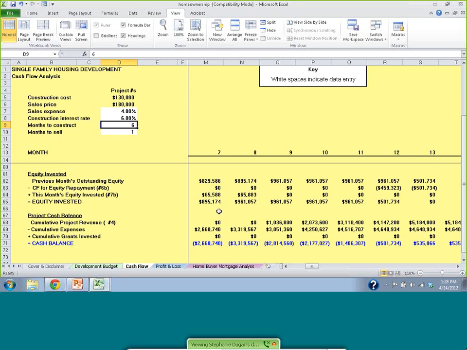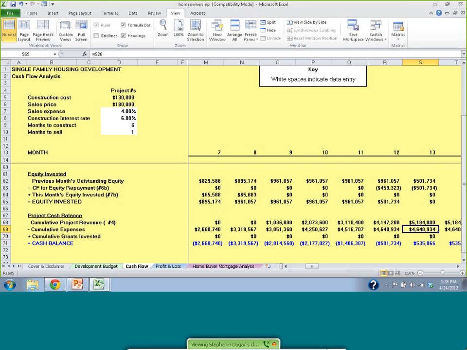So we can now look at our cash flow statement, and we sell our last unit in month 13, and that gives us a profit of $536,000, which is close to 10% of the sales price of the individual units.